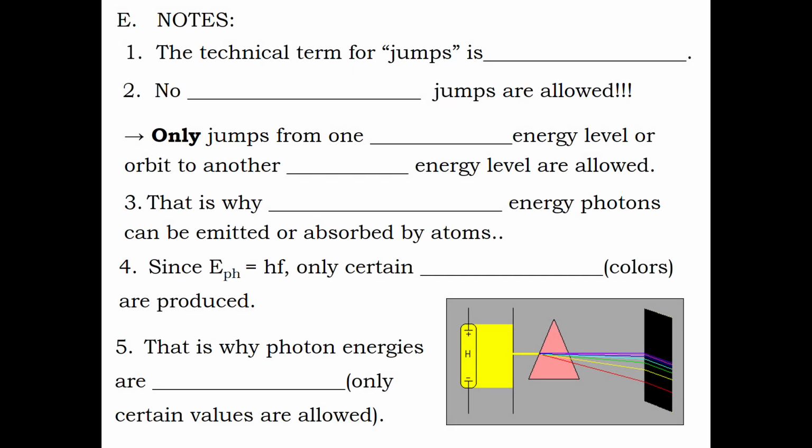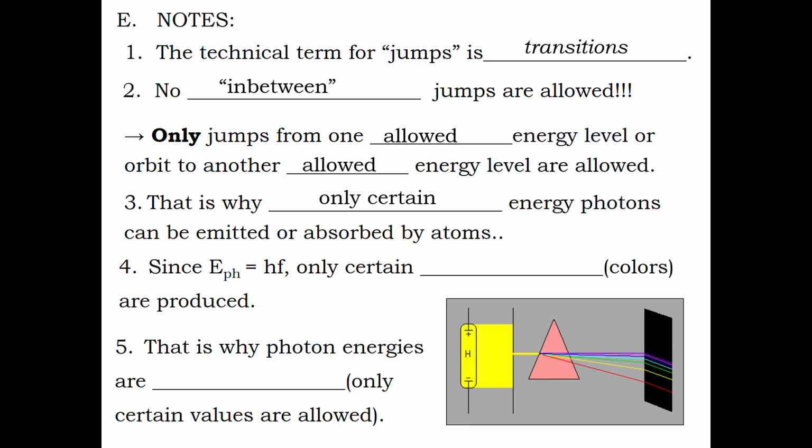Okay, so these are some technical notes. The technical term for jumps is transitions. No in-between jumps are allowed. You either jump from 1 to 2 or 1 to 3. There's no 2.5, etc. It has to be an exact amount. Only jumps from one allowed energy level or orbit to another allowed energy level are allowed. That is why only certain energy photons can be emitted or absorbed by atoms.